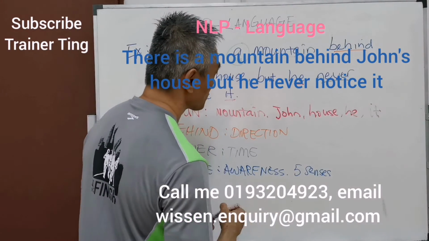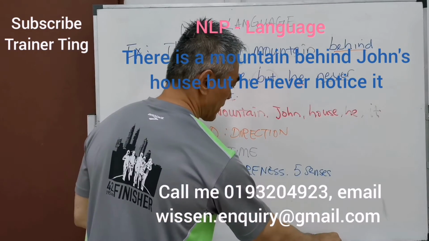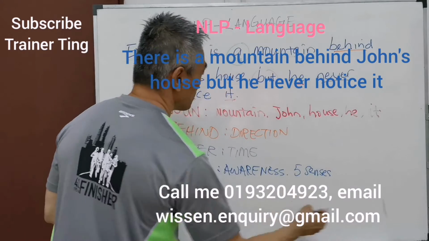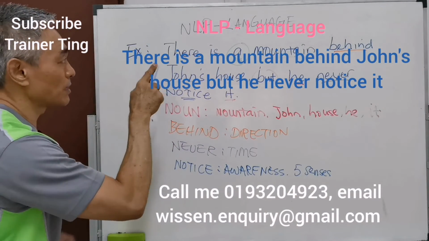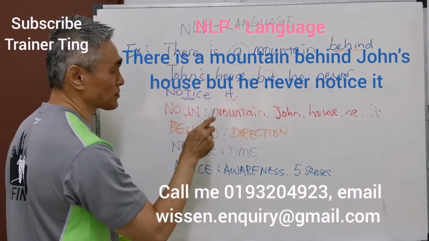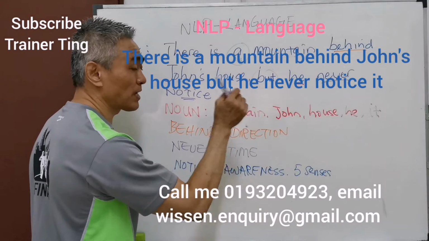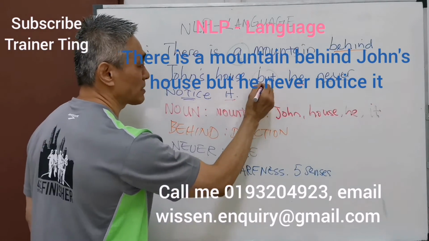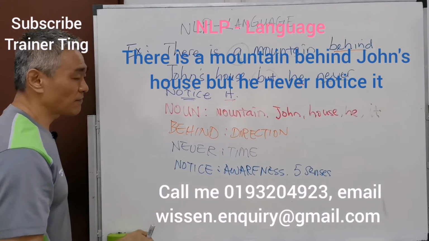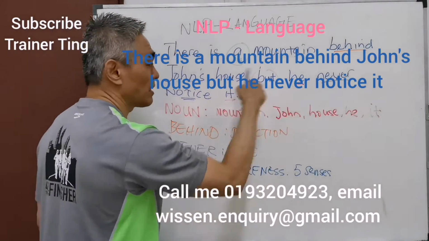It's "but". From my previous video, I talked about this "but". So what does that "but" mean? When we go back to this statement, there is a mountain behind John's house, but he never noticed it. You can see from this example very clearly, this "but" actually nullifies everything that is in front. But he never noticed it.